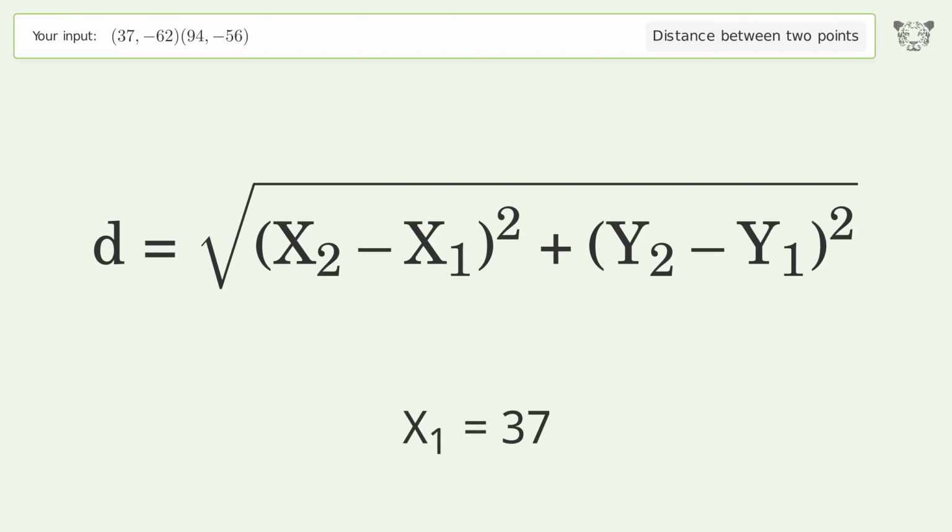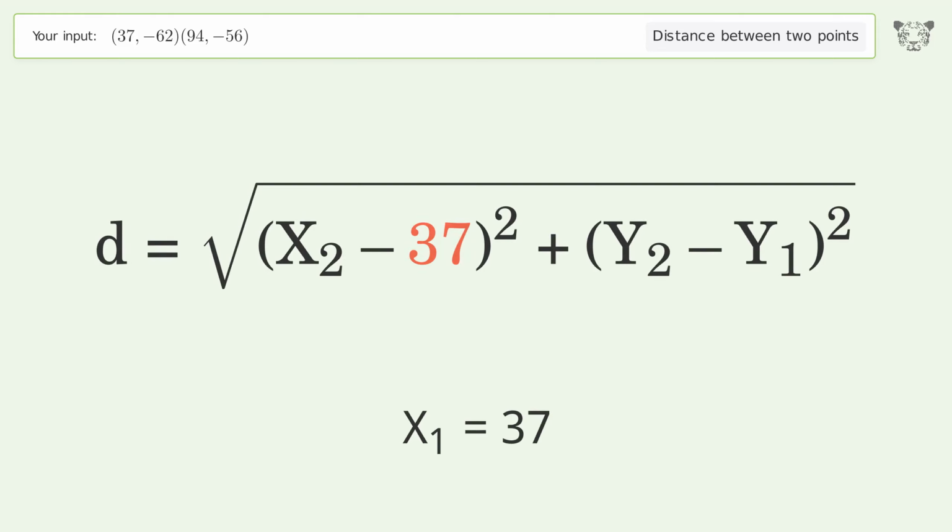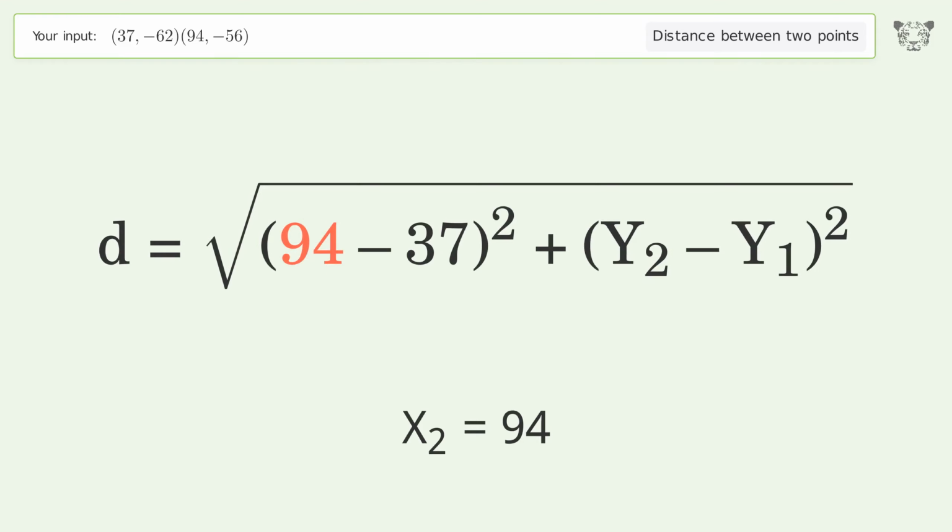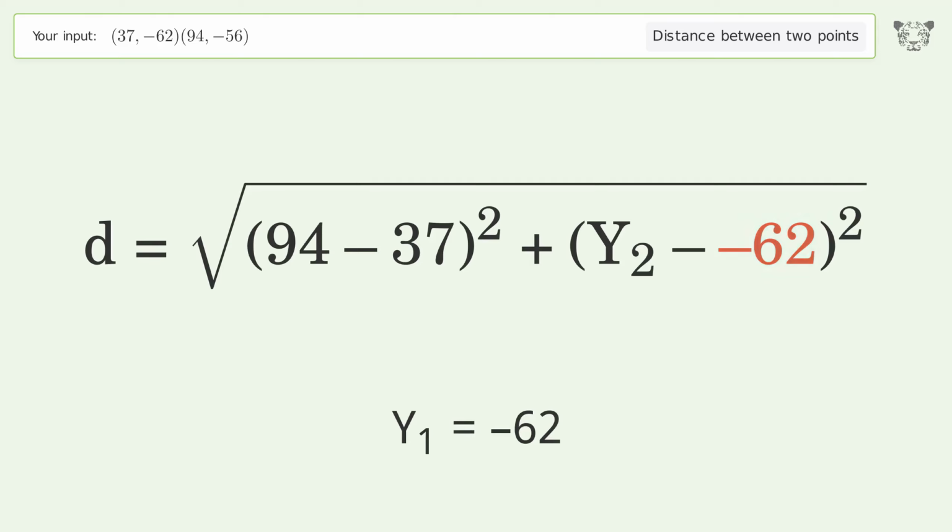x1 equals 37. x2 equals 94. y1 equals negative 62. y2 equals negative 56.